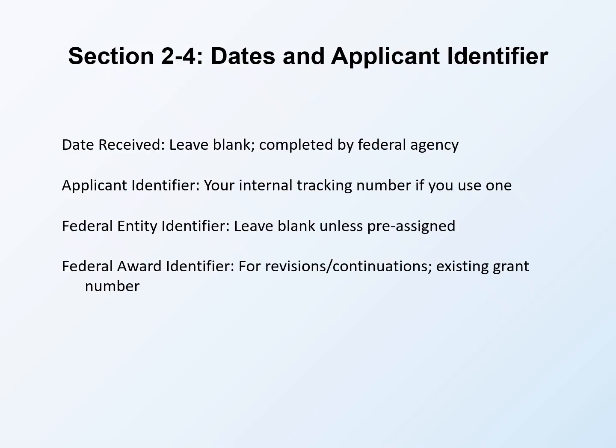Federal Award Identifier in Section 4B applies to applications related to existing awards. For revisions or continuations, enter the grant number of the existing award. For new applications unrelated to existing awards, leave this blank. If unsure whether your application relates to an existing award, consult the NOFO or contact the program office.